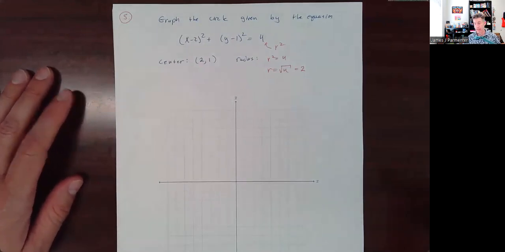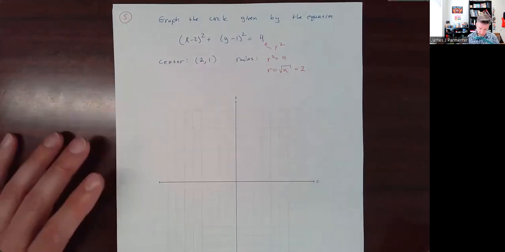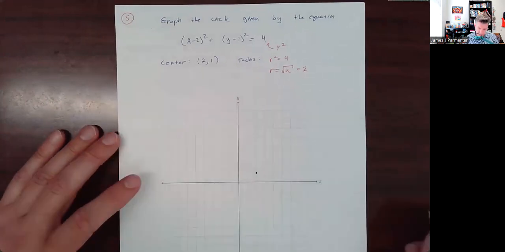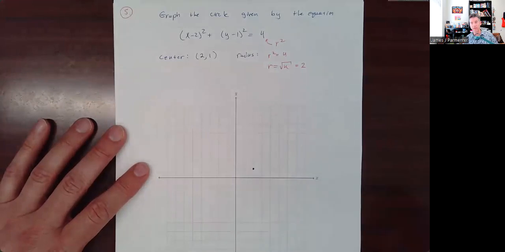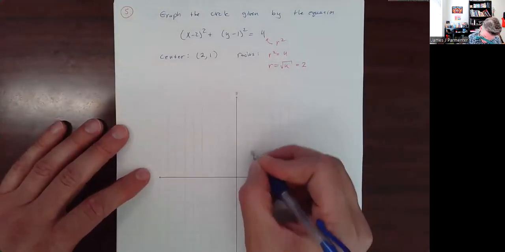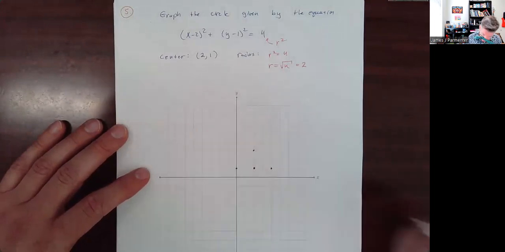I do expect if I ask you to graph a circle that you find those things and you state them somewhere. So then my center is 2 to the right, 1 up. And my radius is 2, which means I'm going to go 2 in each of the 4 cardinal directions, or north, south, east, west, or up, down, left, right. So 2 to the right, 2 up, 2 left, which exactly lands me on the y-axis.